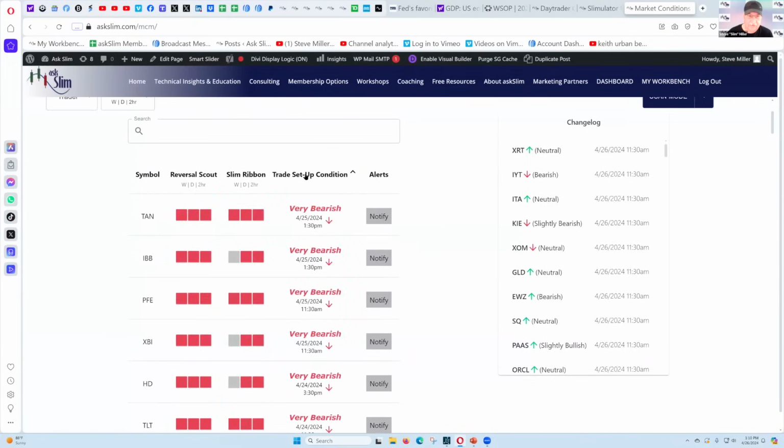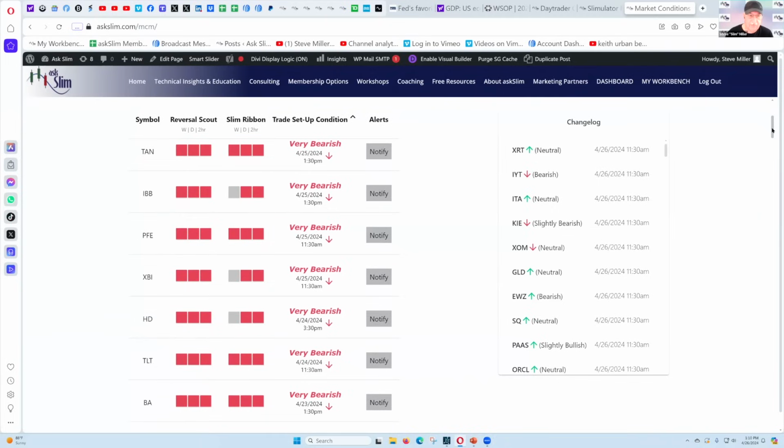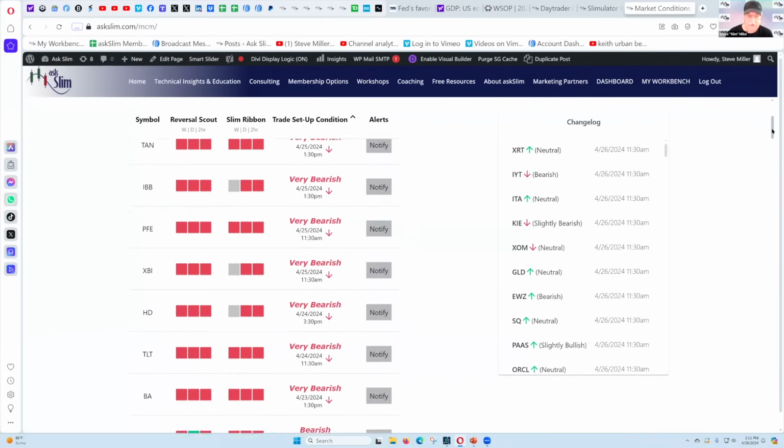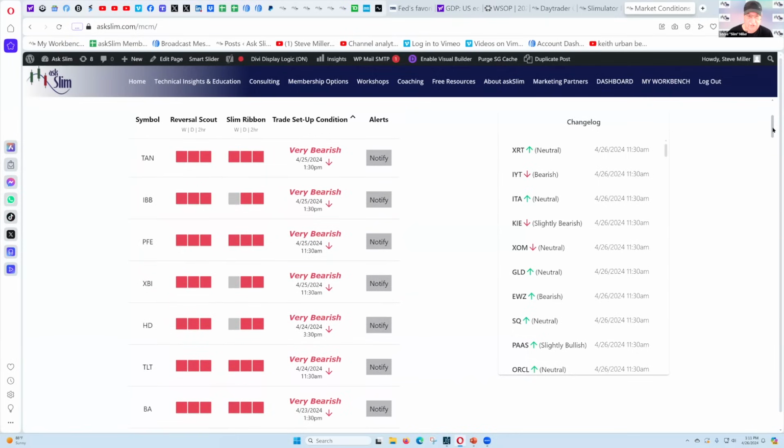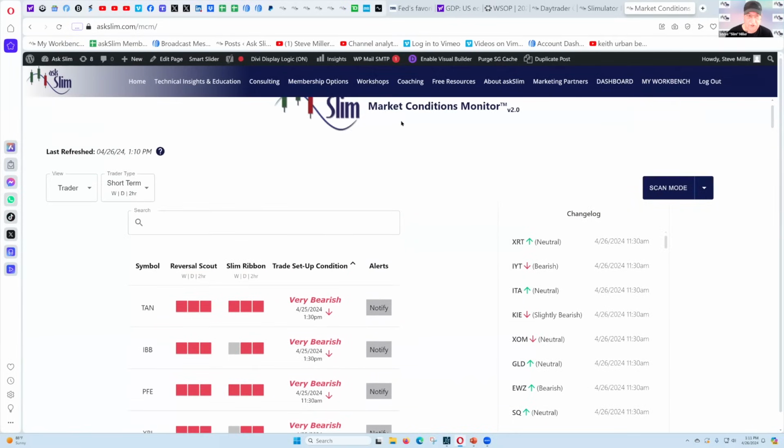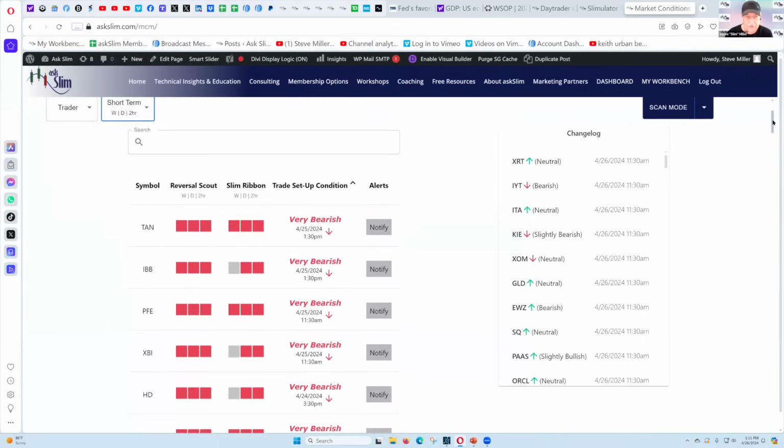And let's just look here at the bottom 10, the ones that are very bearish. TAN, which is the solar stocks, IBB, Pfizer, XBI, Home Depot, TLT, Boeing is very bearish. And that's a look at the ones that are very bearish, looking at the short-term conditions. And of course, you can look at intermediate, near-term, any of those when you really want. Depends on the style of trader that you are. I like to start in at the short-term because I'm kind of a swing trader and prefer to look at that one first, but I'm always looking at the intermediate and the short-term at the same time.